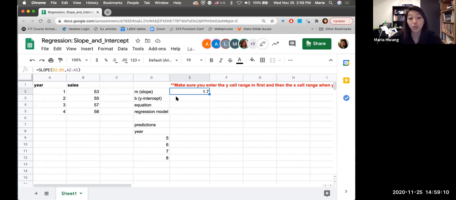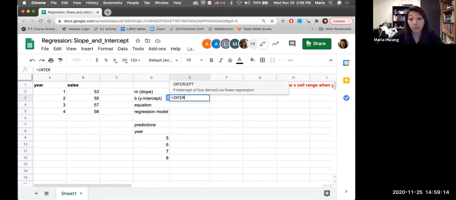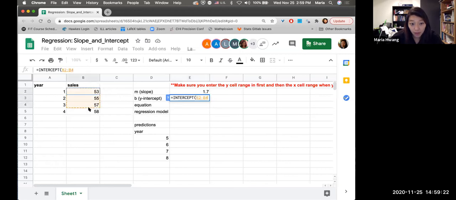Okay, so go ahead and type equal, and it's literally INTERCEPT, and you probably don't even have to finish typing it because once you get to enter, that's the only option that's going to pop up. Then again, choose the y values first, that whole range of 4 cells, and then comma, and all of the year values too. Close your parentheses and hit enter.